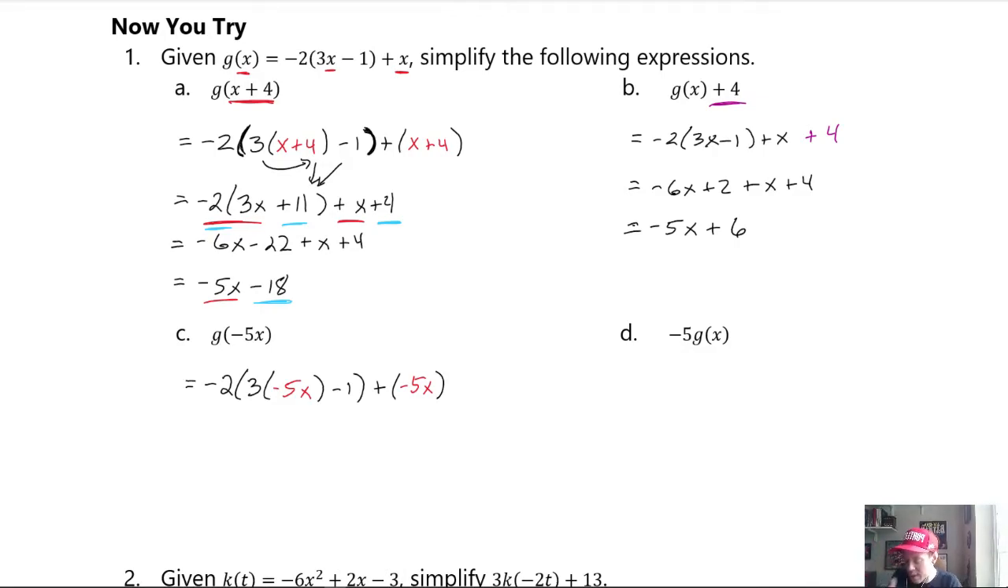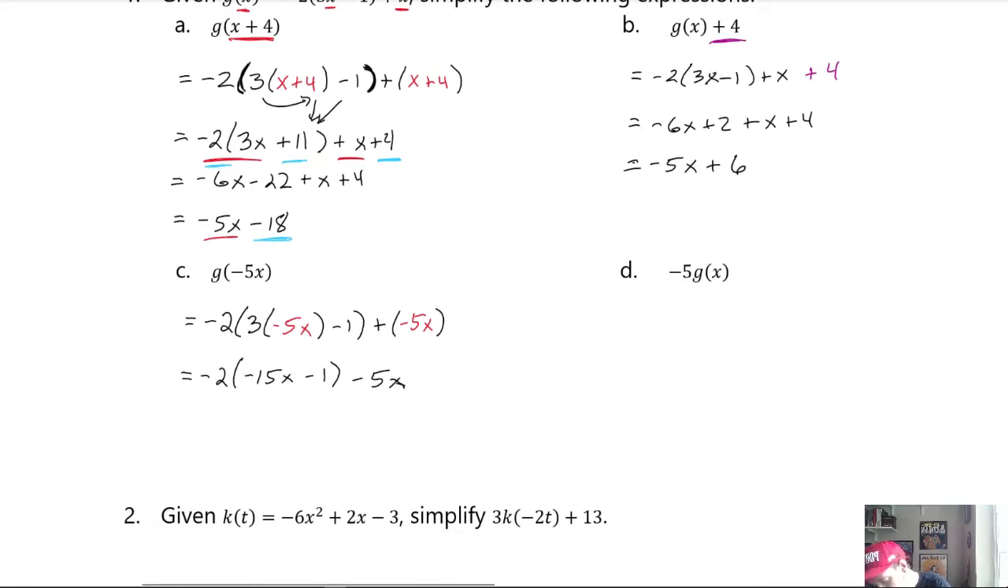All right, so I've now plugged in the negative 5x for x, and now we want to simplify, so I'll say that this is negative 2 times negative 15x minus 1 inside the parentheses, and plus or minus 5x after the parentheses. I'll distribute the negative 2 across the first set of parentheses to get 30x plus 2, and then bring down the minus 5x. Finally, combine the 30x minus 5x to get 25x, and then bring down the plus 2.